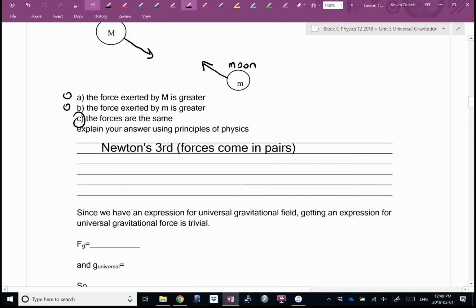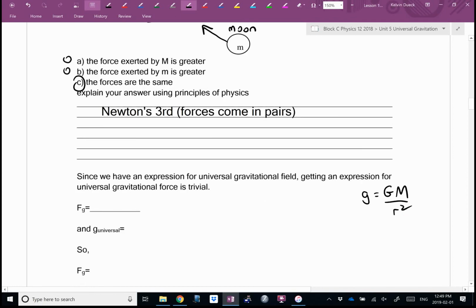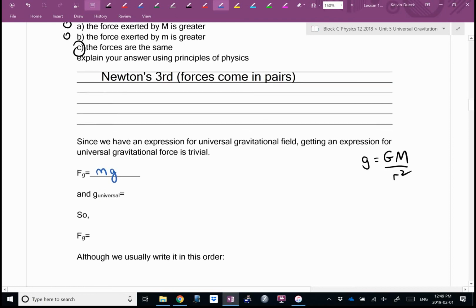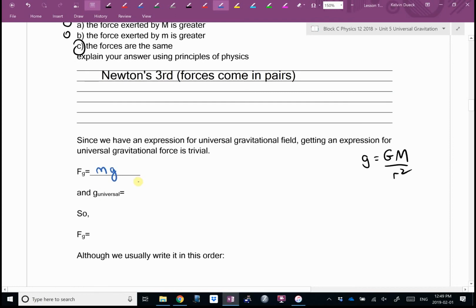Since we have an expression for universal gravitational field strength, little g equals big G, big M over r squared, getting an expression for universal gravitational force is trivial. When I say to you, get the obvious one, what do we always write? More specific, what two letters do we always write? So one way I've told you that we can write the force of gravity is little m, little g. But now I've just told you that universal gravitational field strength is big G, big M over r squared. So I guess universal gravity is little m, big G, big M over r squared. There.